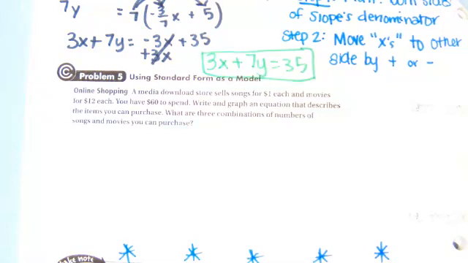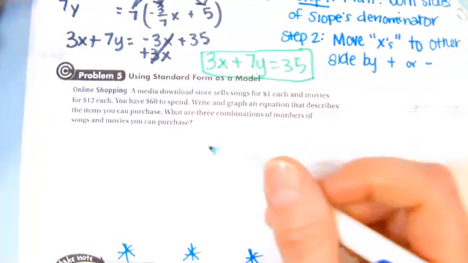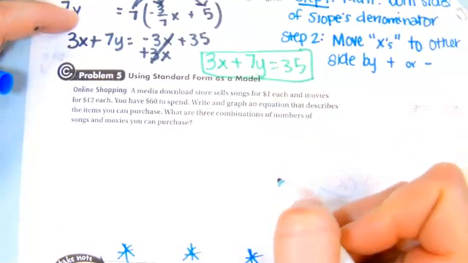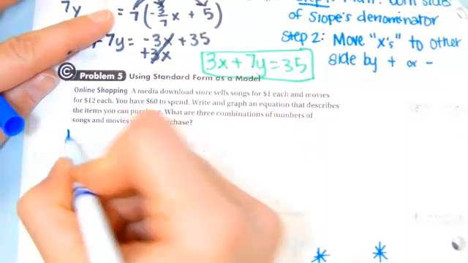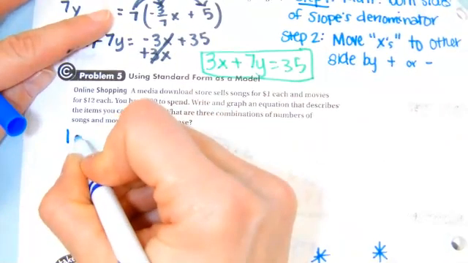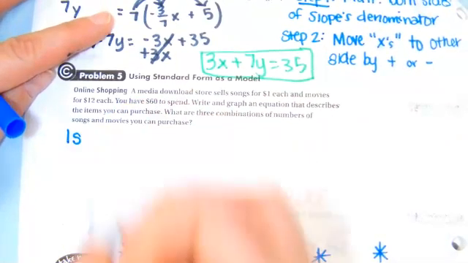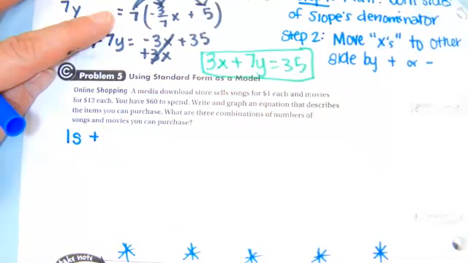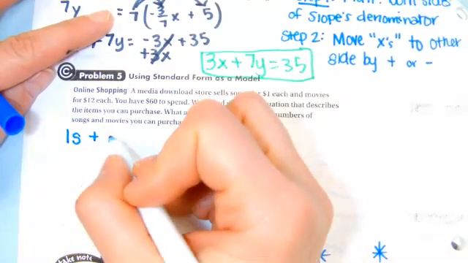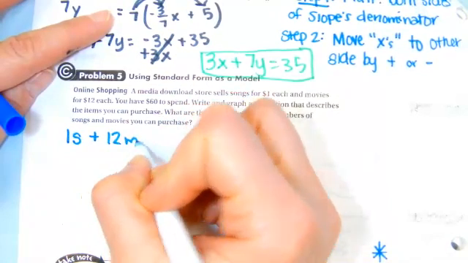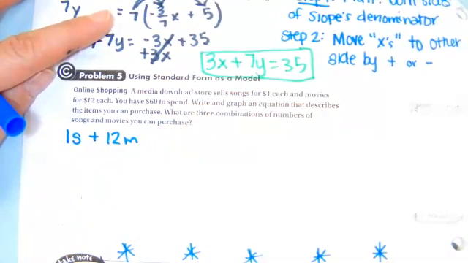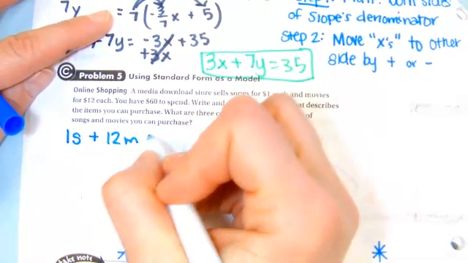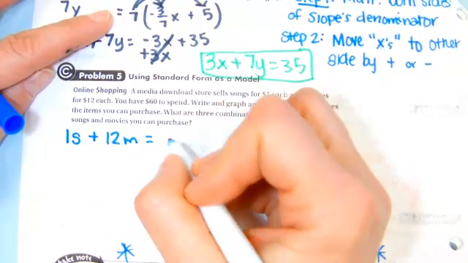Okay, here we go. So in this case, $1 each for songs, $12 each for movies, right? So, do we know how many songs and movies yet? All right, so let's go $1 for songs, 1S, plus, what else can we buy? How much? $12 for movies. And I just changed it to S and M. You can have it be X and Y. Equals how much money do we got? 60 bucks.